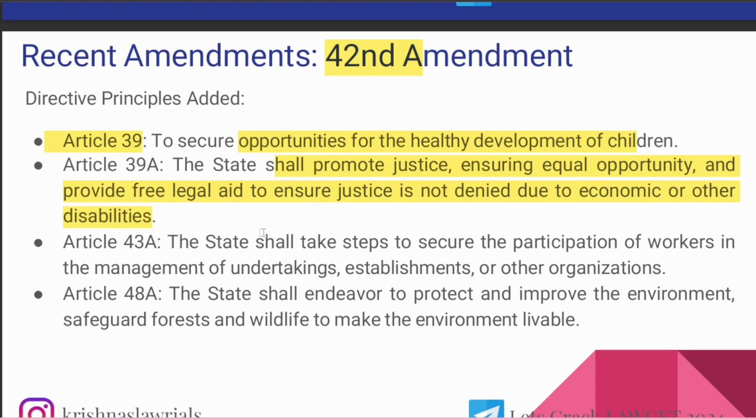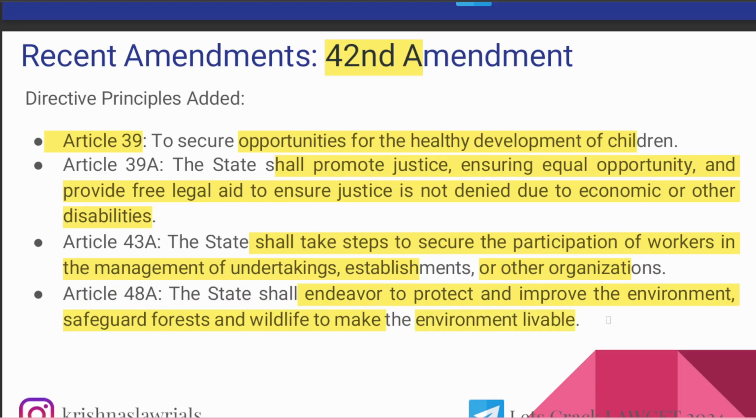Article 43A, the state shall take steps to ensure participation of workers in management of undertaking, establishing, or other organizations. So here under Article 43A, they are saying that every particular worker should participate in the management of undertaking, establishing, or other organizations. Under Article 48A, the state shall endeavor to protect and improve the environment, the safeguards, the wildlife, and the environment livable. So here they are saying that we need to protect the environment and wildlife.